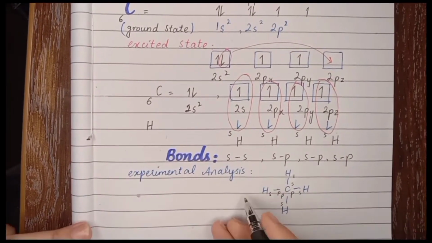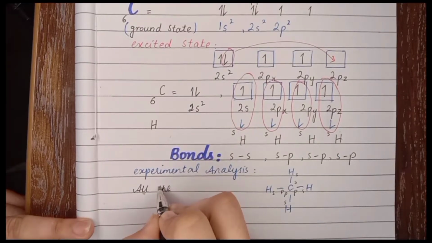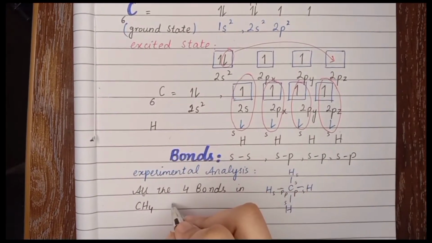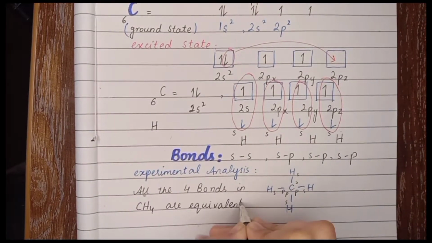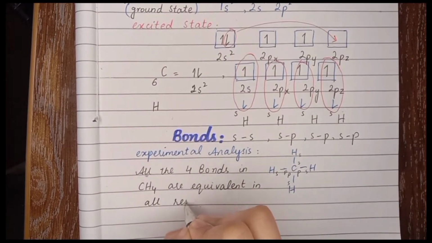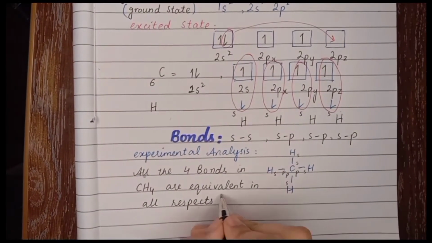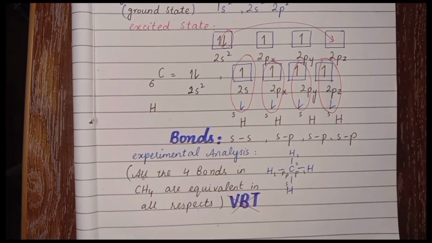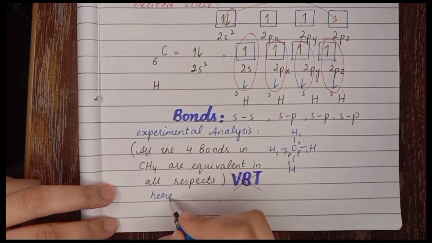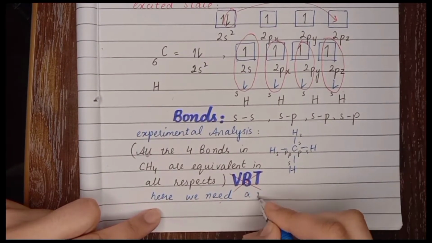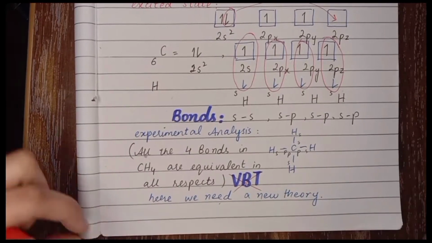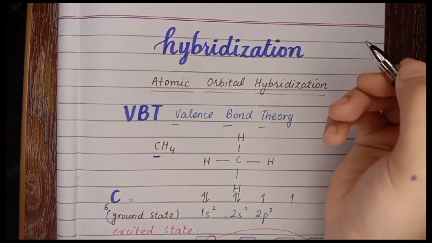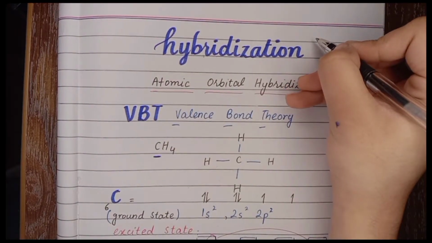By experimental analysis, we know that all the 4 bonds in CH4 are equal in length and equivalent in all respects, like bond length and bond energies. But when we see this according to the valence bond theory, there is one different bond and 3 similar bonds: s-s is a different overlap and s-p, s-p, s-p are the same overlap. Here we needed a new theory to explain this bonding situation.